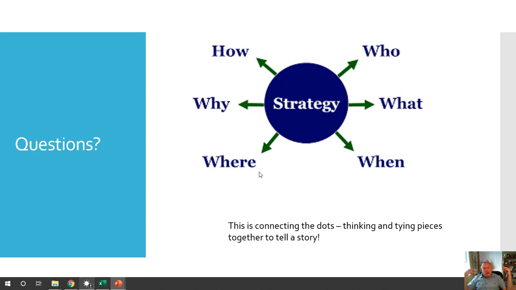So when we think of strategy, we're going to have a whole section on planning, but keep in mind when you're looking for these: who, what, when, where, and why, and how. What is the strategy? What are they doing? Who's going to do it? What are they going to do? When are they going to do it? Where, why, and how? So this is about connecting the dots, thinking and tying pieces together to tell a story. But it all builds on what are the drivers. So you look at it historically, and now you apply it.